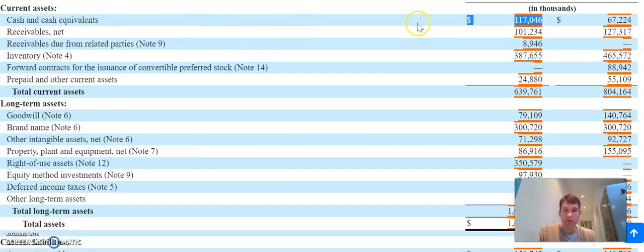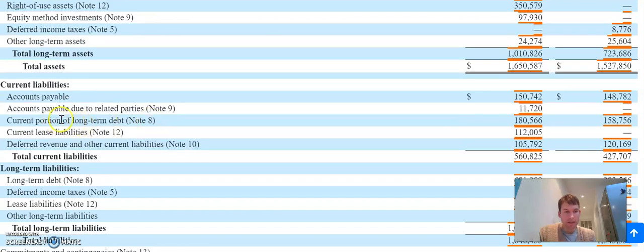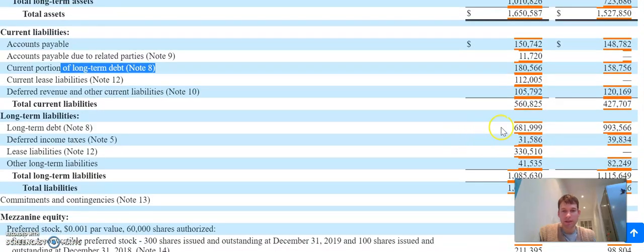You look on its balance sheet, and you can see it has 117 million in cash and cash equivalents. And you can see it holds a current debt, that means debt that has to be paid over the next 12 months, of 180 million. And you can see that it has 680 million of long-term debt. Okay, so it has close to 800 million of debt.